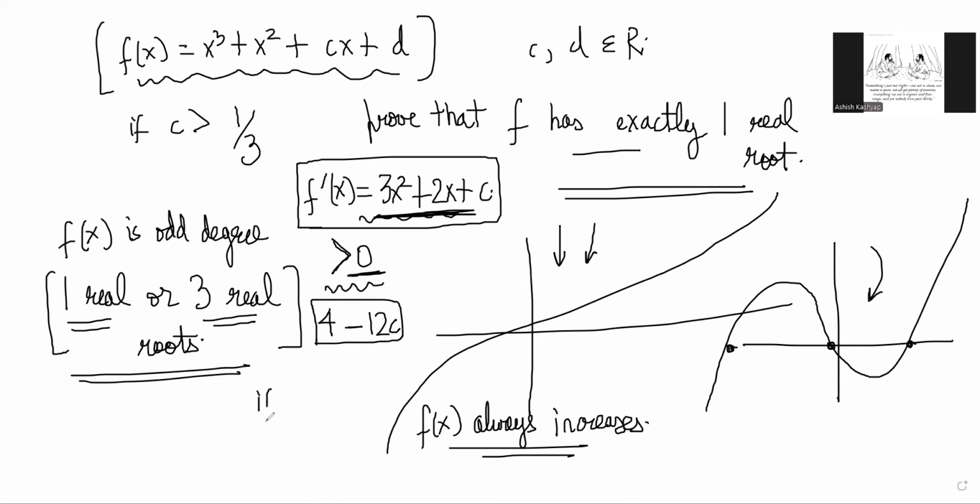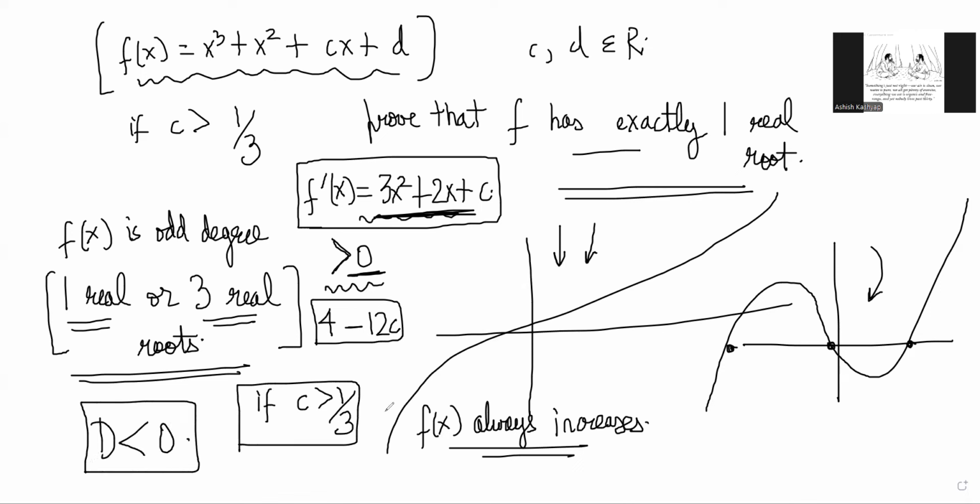So if c is greater than 1 by 3, what will happen to the discriminant? It will become negative. Yes, sir. If c is greater than 1 by 3, discriminant is negative, then the quadratic is always positive. And if the quadratic is always positive, that is the first derivative, then the function always increases. And if the function always increases, there can only be one root. Correct? Right, sir.